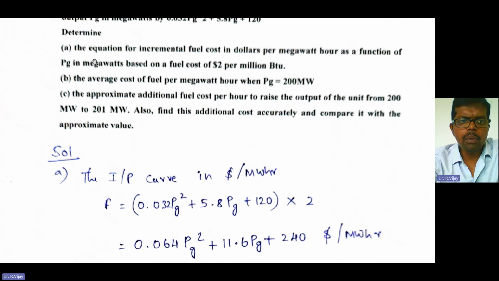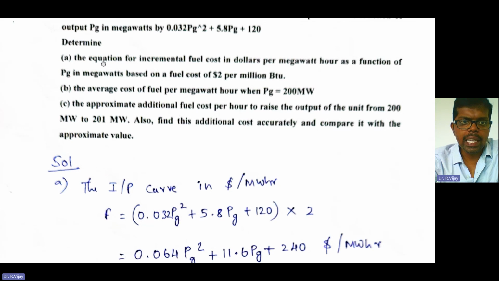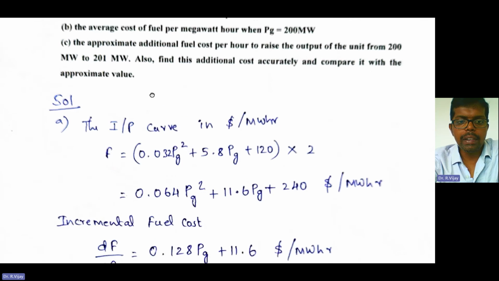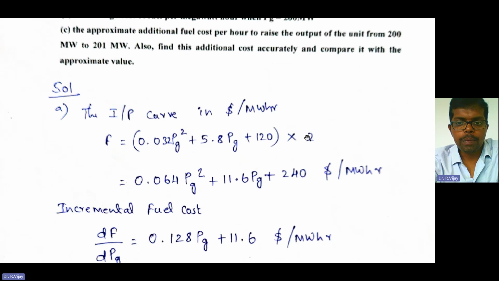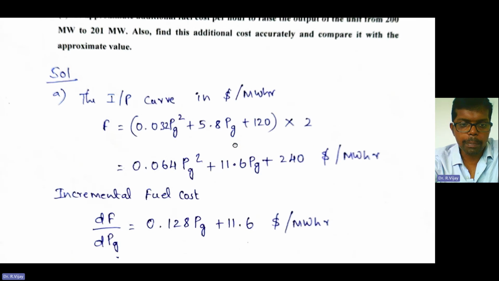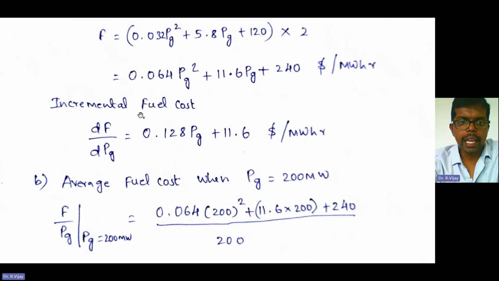Here, first you need to understand the question clearly. Determine the equation for the incremental cost in dollars per megawatt hour. So first we need the equation, with whatever fuel cost is given in dollars. You need to multiply and find the incremental fuel cost, that is dF/dPG.